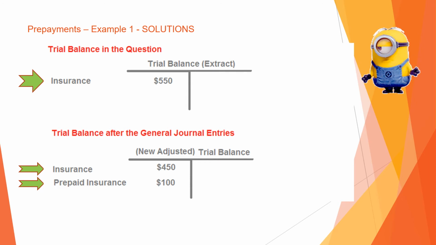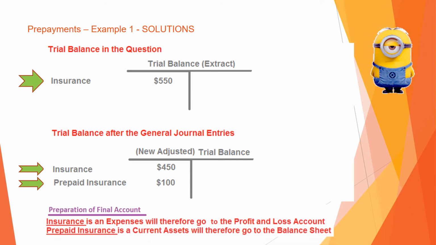So now after this trial balance we will be constructing the final account. We have the insurance, it is an expense, will go to the profit and loss account, and the prepaid insurance is a current asset, will go to the balance sheet.